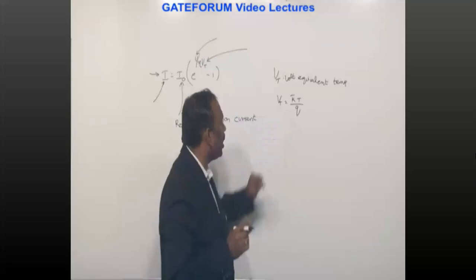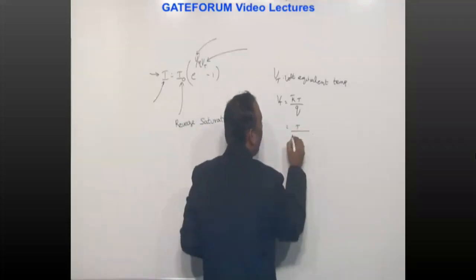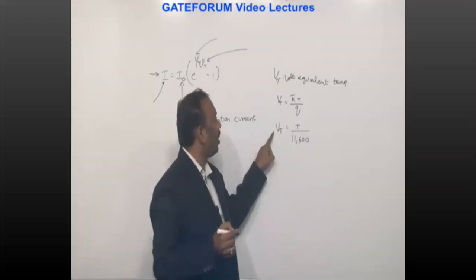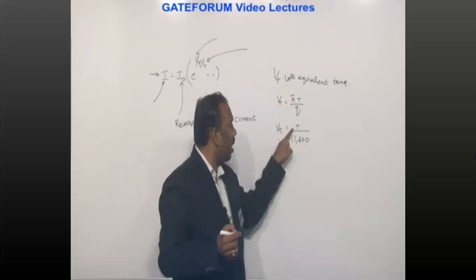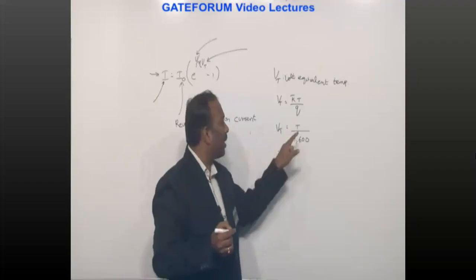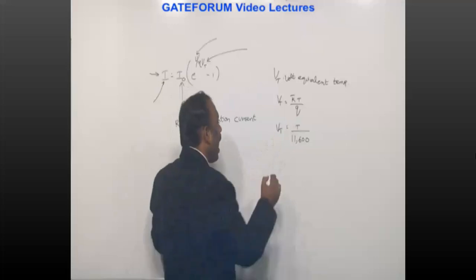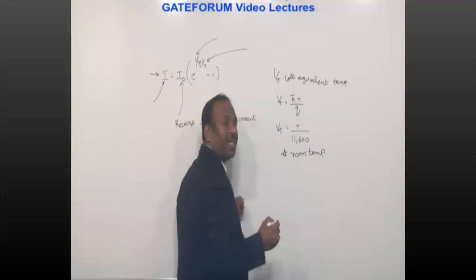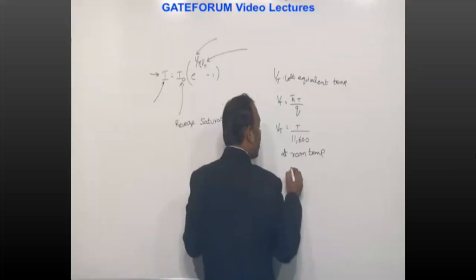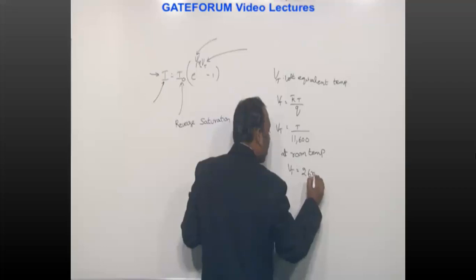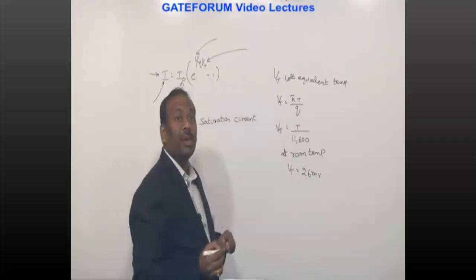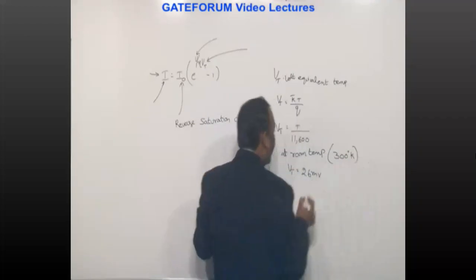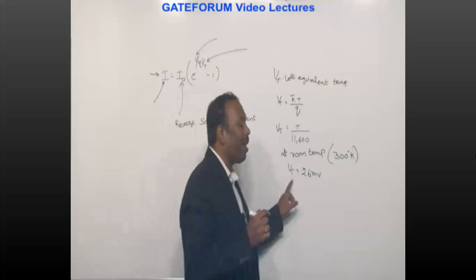If you substitute these, you get T by 11,600. That means this volt equivalent temperature depends on temperature. As T increases, this value increases. At room temperature, its value is 26 millivolts. Room temperature means 27 degrees centigrade, that is, 300 degrees Kelvin. At 27 degrees centigrade, VT value is 26 millivolts.